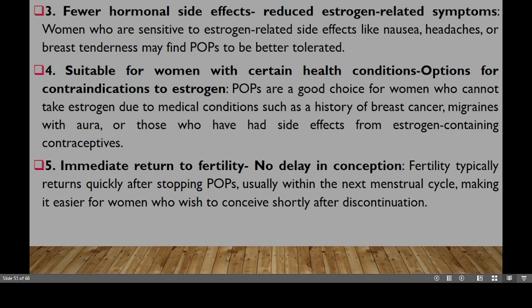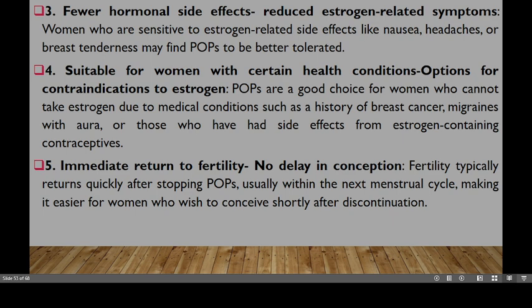We have fewer side effects, like reduced estrogen side effects. Women who are very sensitive to estrogen-related side effects like nausea, headaches, breast tenderness may find the POPs to be better tolerated. POPs are suitable for women with certain health conditions, right? Option for contraindication to estrogen. POPs are a good choice for women who cannot take estrogen due to medical conditions.